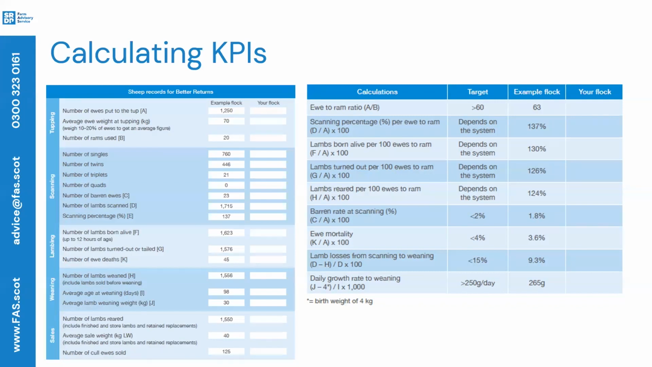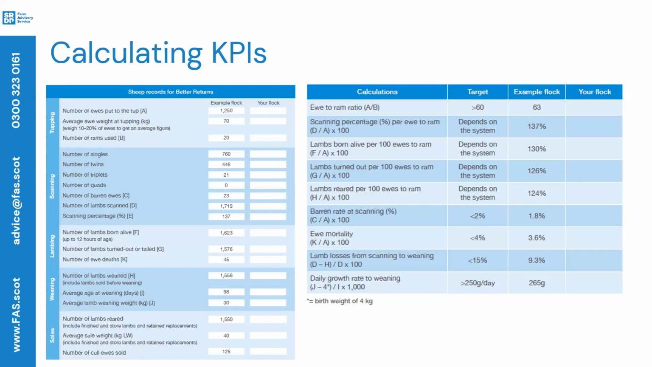So it's starting off with ewes to the tup. We then might look at scanning in isolation, looking at the percentages of multiples and twins and barren rate, but we'll also look at scanning rate total based on ewes to the tup. And a key driver of that can also be ewe mortality, not just the barren rate in terms of ewes that don't yield a lamb.